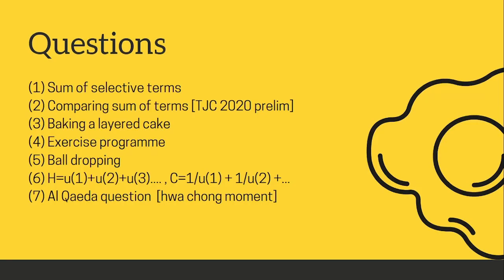Now onto the questions. I put 7 questions in here. They will be about the sum of selected sums, comparing the sum of sums, building a layer cake where with each layer it gets smaller and smaller, then an exercise program about how much distance we run, and a ball dropping where with each bounce it doesn't bounce as high as it previously did. Then there's another question about, let's say, h equals 1, 2, 3, where c will be the inverse of each term. Then there's another question from Chong set, which was our fighter. So I'm going to feature that as well.